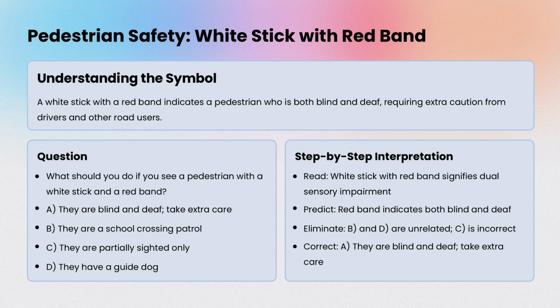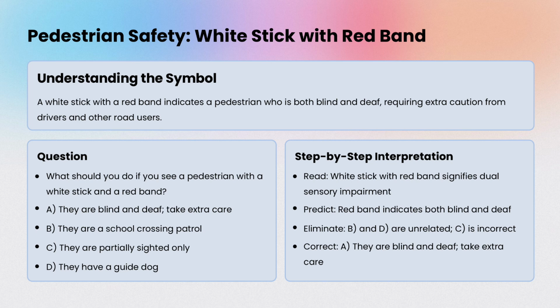Let's look at the step-by-step interpretation. Read the question. What does the white stick and red band signify? Predict. Recall knowledge. Red band indicates both blind and deaf. Eliminate B and D. They're unrelated. C is incorrect. Red band is not for partial sight. Correct answer A. They are blind and deaf. Take extra care.